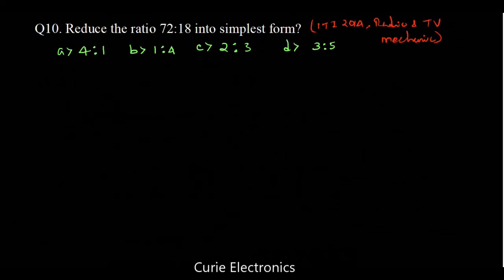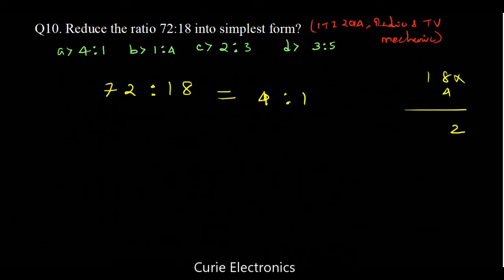Next question. Reduce the ratio 72 is to 18 into simplest form. This is very simple. All of you will do it. How? 72 is to 18. I can multiply or divide to simplify this. This is equal to, we can write it as 4 is to 1. How 4? 18 multiplied by 4. How much do you get? 4 eights are 32, 3, 1, 4, 7, 72. So the answer is 4 is to 1.